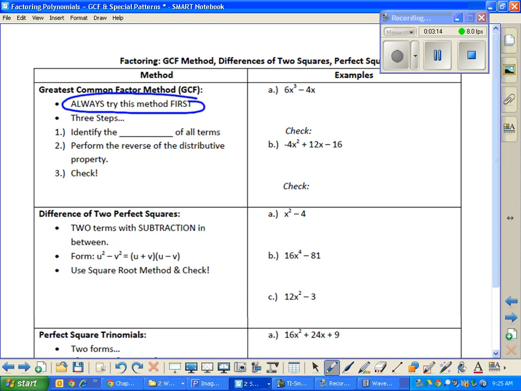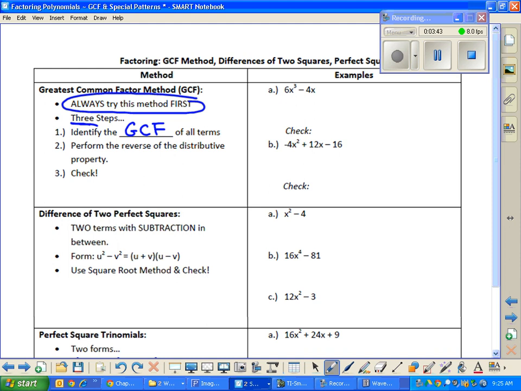More or less, there are 3 steps to doing the GCF method. Step 1 is you must identify, like you did in your warm-up, the greatest common factor, or GCF, of all of the terms. Step 2, we do sort of like the distributive property in reverse. And then the last step, you check with the distributive property and FOIL. That's going to be how we check our homework tonight.